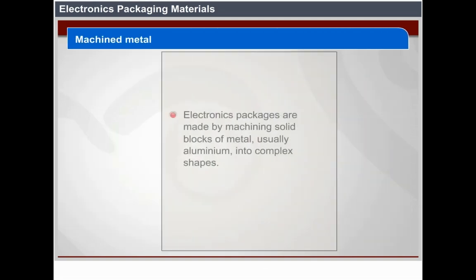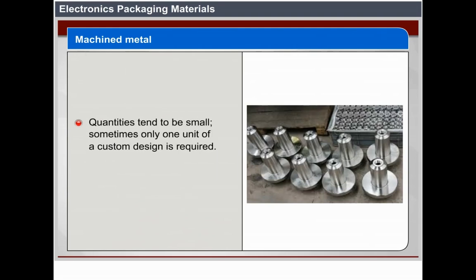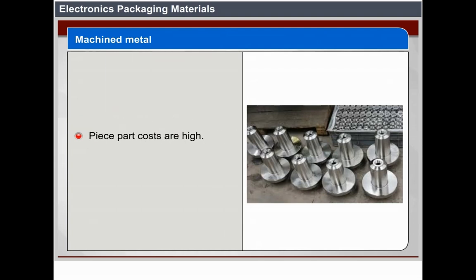Machined metal. Electronics packages are made by machining solid blocks of metal, usually aluminum, into complex shapes. Quantities tend to be small. Sometimes only one unit of a custom design is required. Piece part costs are high.